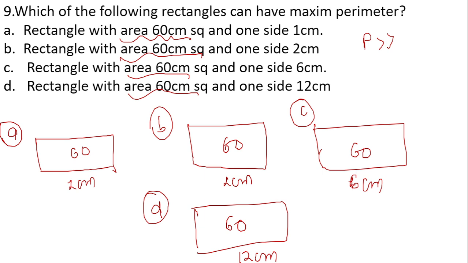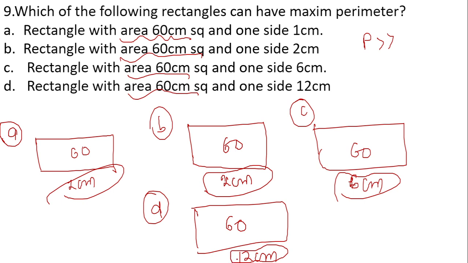Maximum perimeter. So here you can clearly understand that the side they have mentioned is different. The side given for the first triangle is 1 centimeter, for the second it is 2 centimeter, for the third it is 6 centimeter, and the fourth is 12 centimeter.